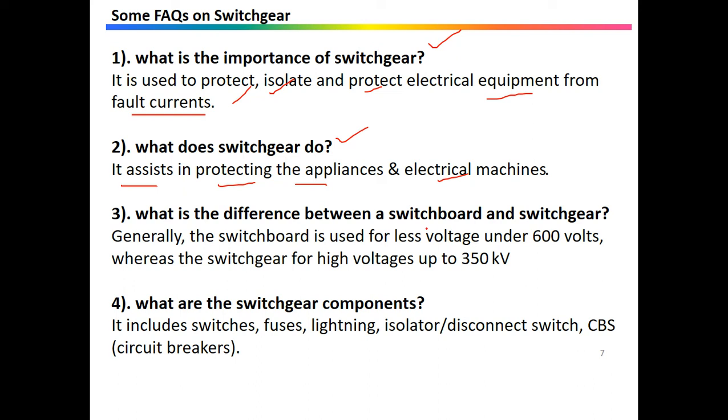What is the difference between a switchboard and switch gear? Generally the switchboards which we have at our homes and offices are of low voltage, nearly less than 600 volts. However, switch gear is used whenever there is a voltage of more than 350 kV, etc.